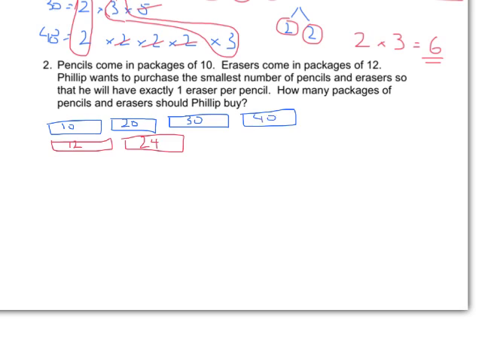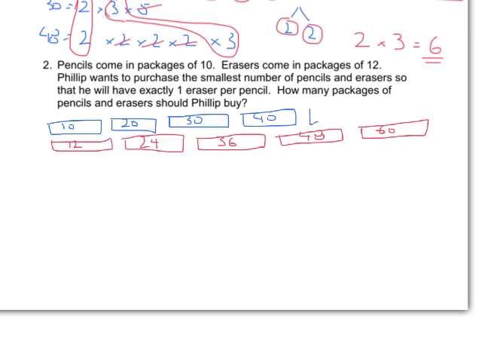Let's move back down to the erasers. So if he buys another pack of erasers, he's going to have 36 erasers. And if he buys another pack of erasers, he's going to get 48. And if he buys another pack of erasers, he's going to have 60. Okay, so we need to buy a lot of pencils and erasers here to get it to be 1-to-1.